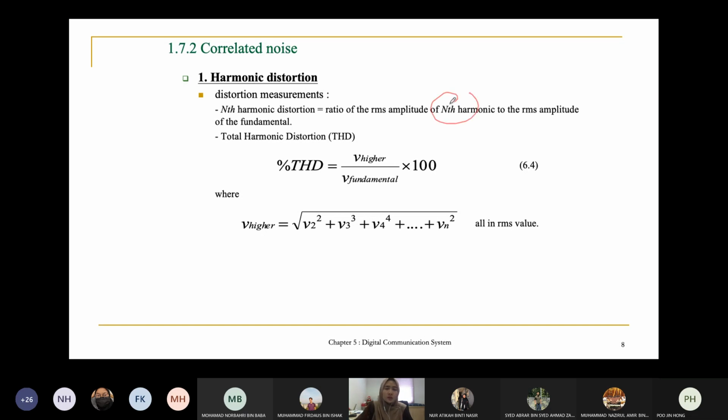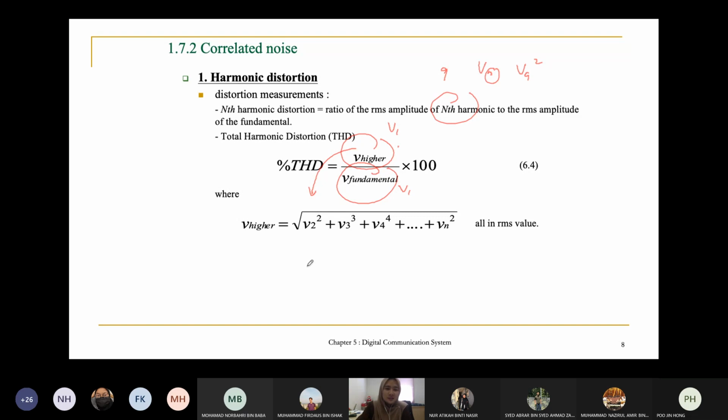Okay, N harmonics. If your harmonics is 9, then your N here is 9, up until V9 squared. Sorry, your V fundamental is V1. Your V higher is this.